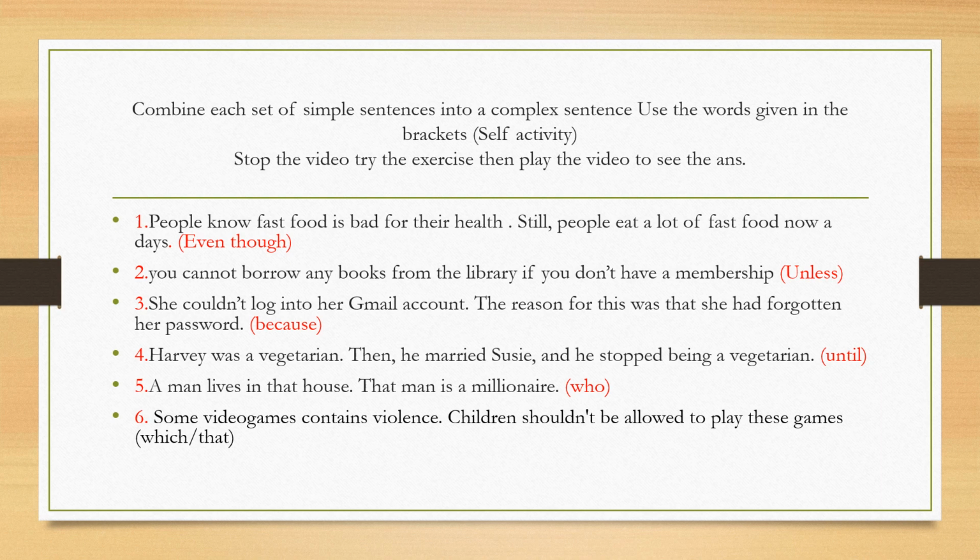Second question, you cannot borrow any books from the library if you don't have a membership. You can use unless. Third, she couldn't log into her Gmail account. The reason for this was that she had forgotten her password. You can use because. Fourth, Harvey was a vegetarian. Then he married Susie and he stopped being a vegetarian. You can use until. Fifth, a man lives in that house. That man is the billionaire.